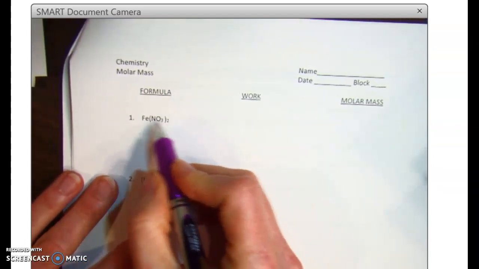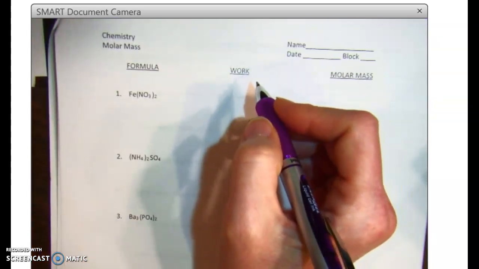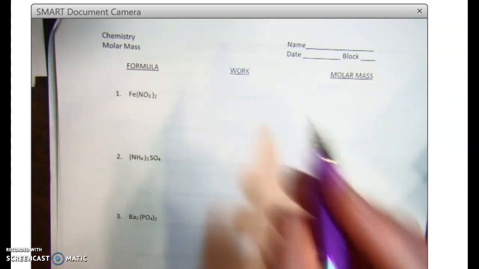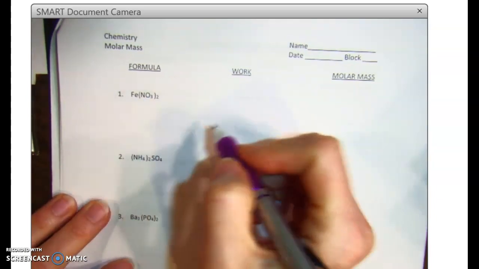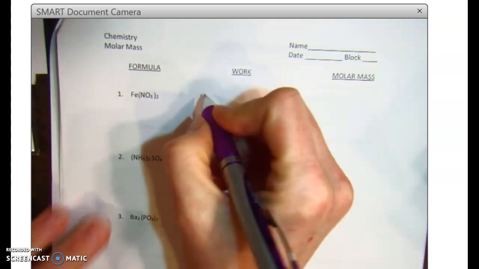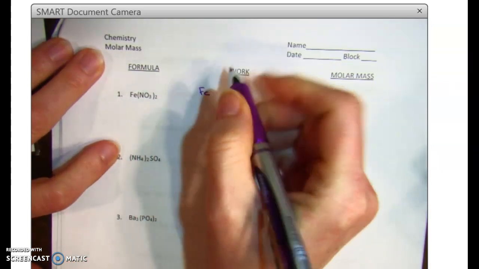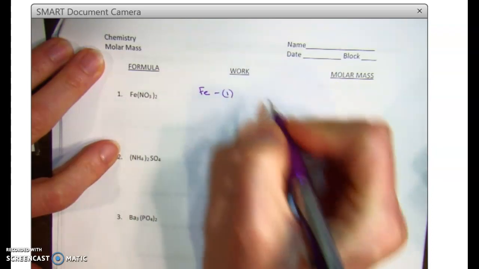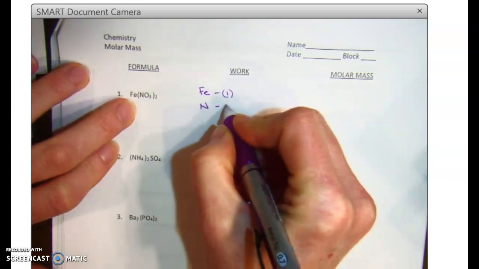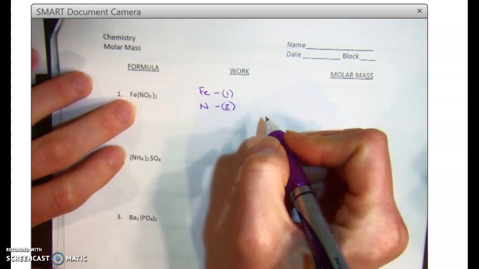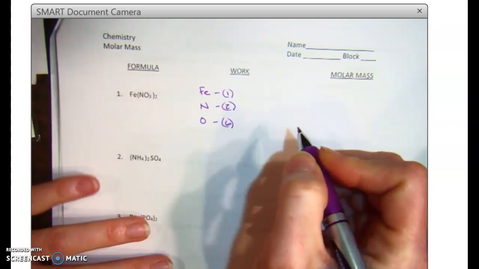So here you have iron nitrate. For your work, here's what you're going to have to do. You're going to have to show me how you count up each atom in the compound. So over here for your work, you have iron. There's 1 iron. I'm going to put a 1 here. You don't have to do that. For nitrogen, we have 2 nitrogens. And then for oxygen, there are 6 oxygens.